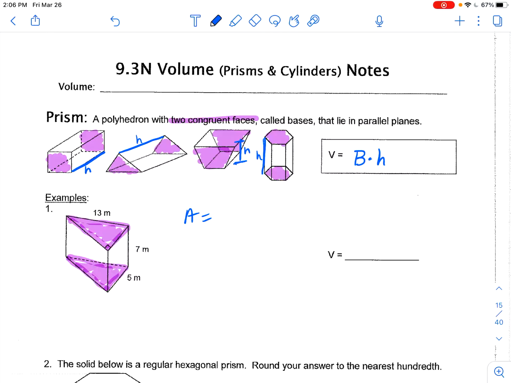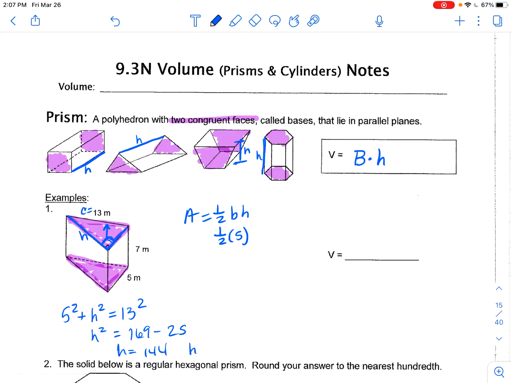I don't have the height on the triangle because this is the perpendicular. The area of a triangle is 1/2 the base times the height. So this is 1/2 times 5, but I don't know the height. The height is this guy. So I'll have to do a little bit of Pythagorean theorem. Here's your right angle, so we know that the c is the 13. So 5 squared plus h squared is equal to 13 squared. And h squared is equal to 169 minus 25, which is 144, so h is equal to 12.